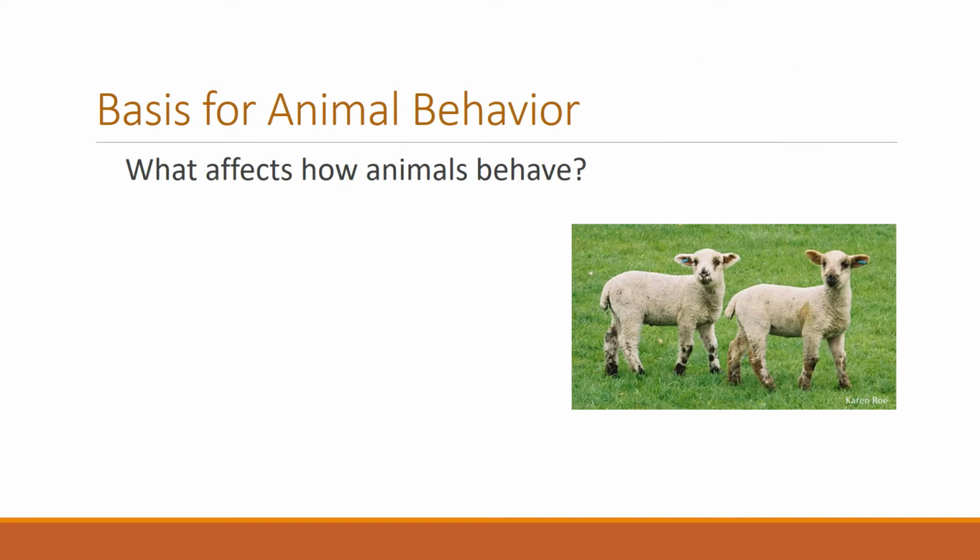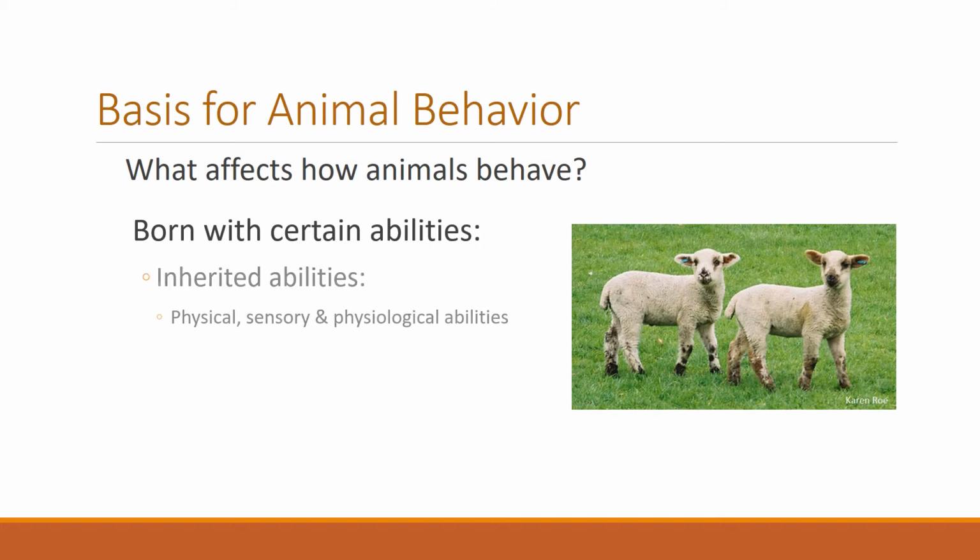Okay, so think about what affects how animals behave. Where does behavior come from? It's not that complex a problem. It starts with some abilities that an animal is born with. They behave in a certain way because they have the abilities or skills to do it. So those things might be inherited abilities, physical abilities, sensory abilities, physiological abilities. So the architecture they're born with affects the kinds of behavior that they'll engage in.